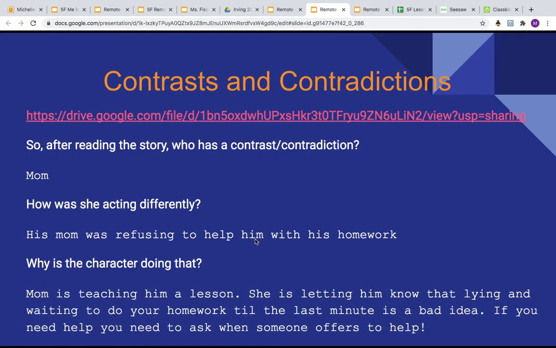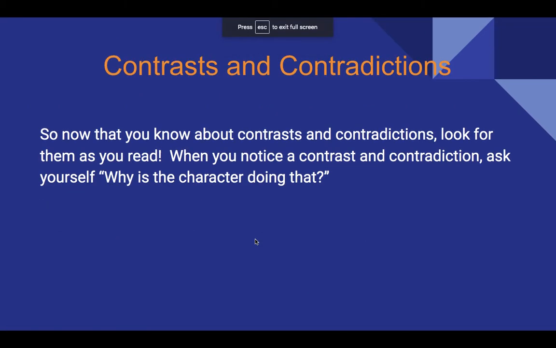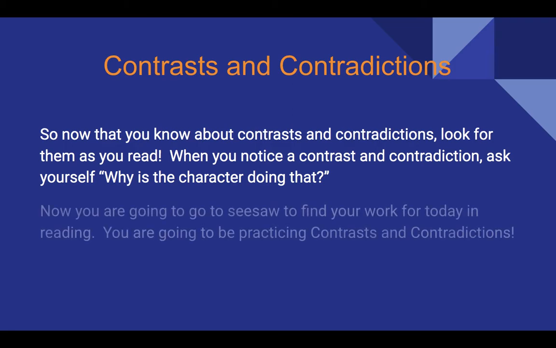Okay, maybe some of you guys said this, but Mom was teaching him a lesson. She's letting him know that lying and waiting to do your homework till the last minute is a bad idea. If you need help, you need to ask somebody when they offer that help. So now that you know about contrasts and contradictions, look for them as you read. When you notice a contrast and contradiction, ask yourself, why is the character doing that?